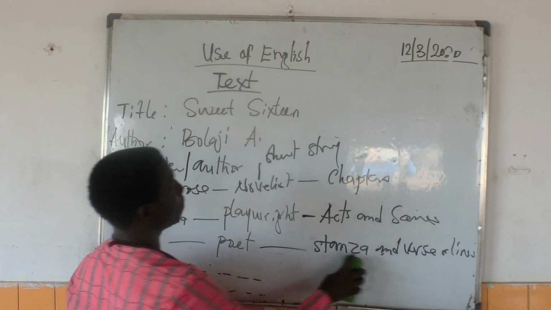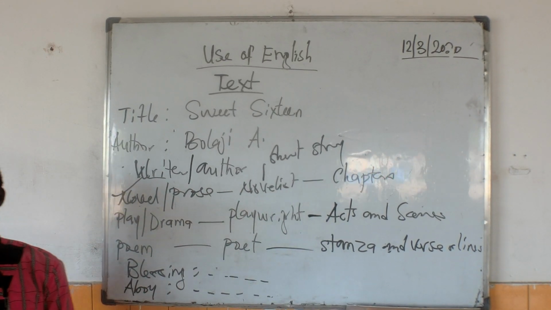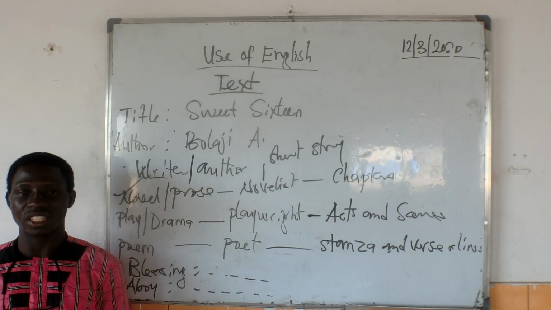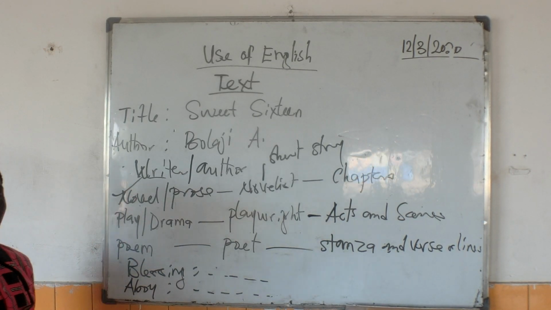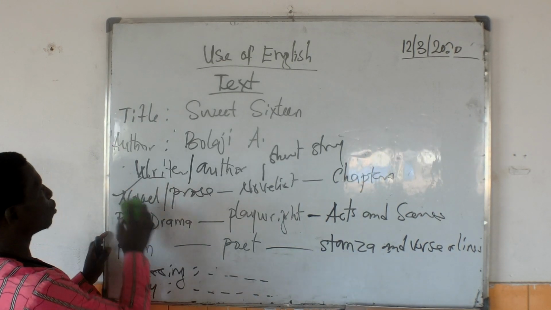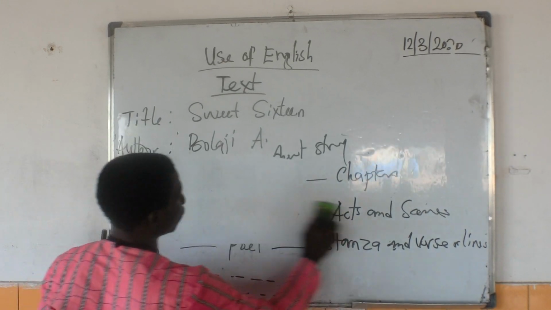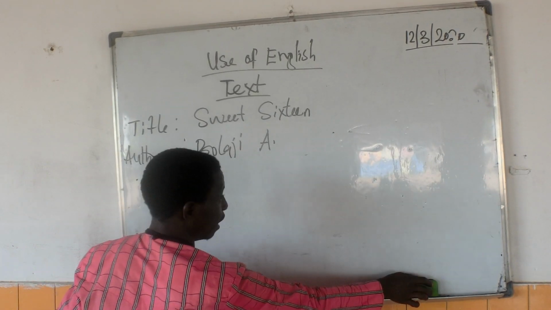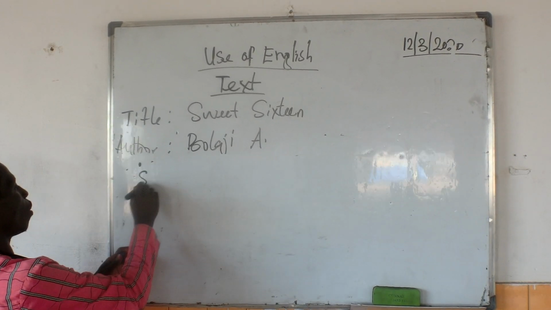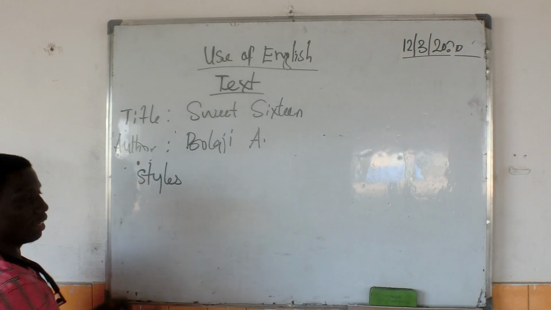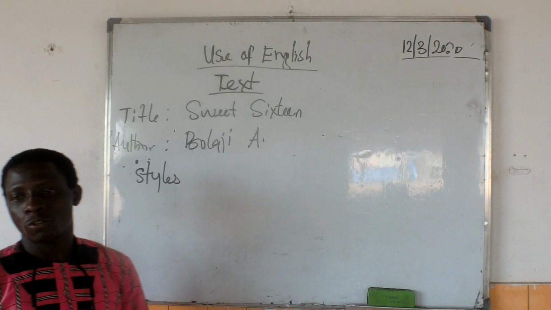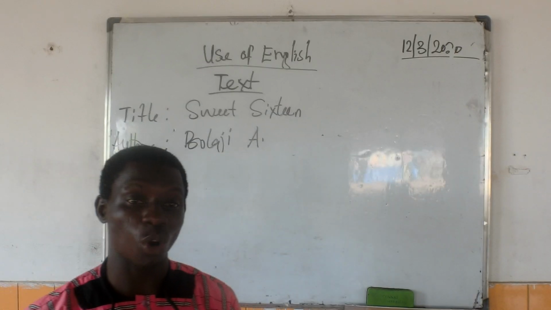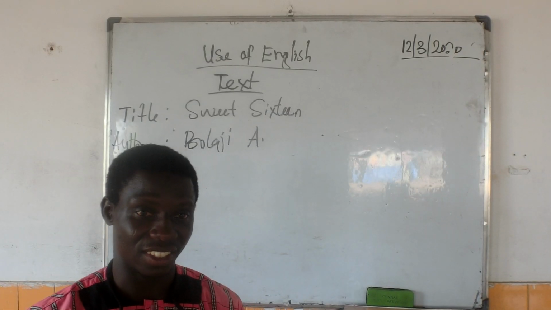Then the next thing I want to intimidate us with this evening is what we call styles. Okay, Johnson. So the next thing I want us to have in our mind as we go in for this exam is what we call styles. Every human being has what we call style. Are you getting it now?